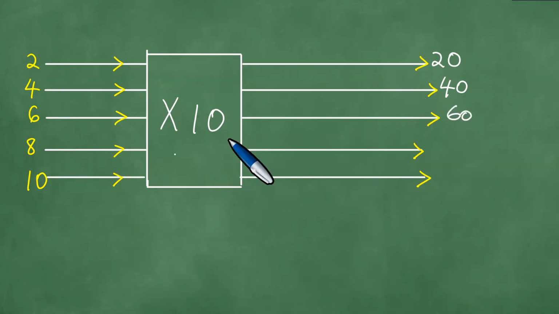8 times 10. What is 8 times 10? 80. 10 times 10. What is 10 times 10? 100. Next.